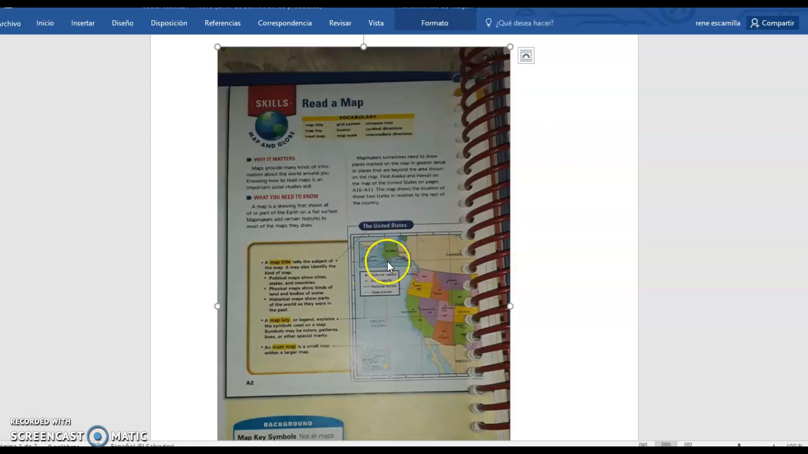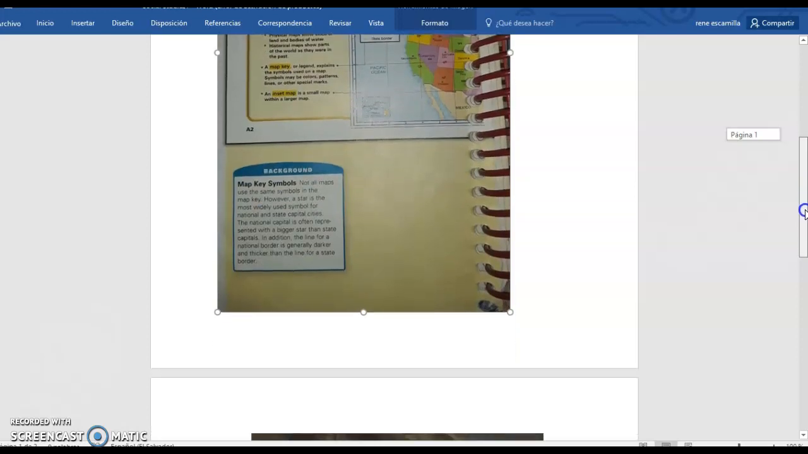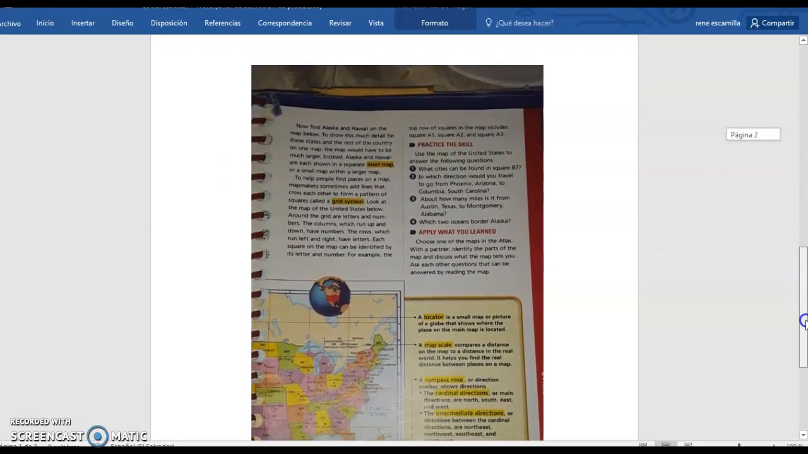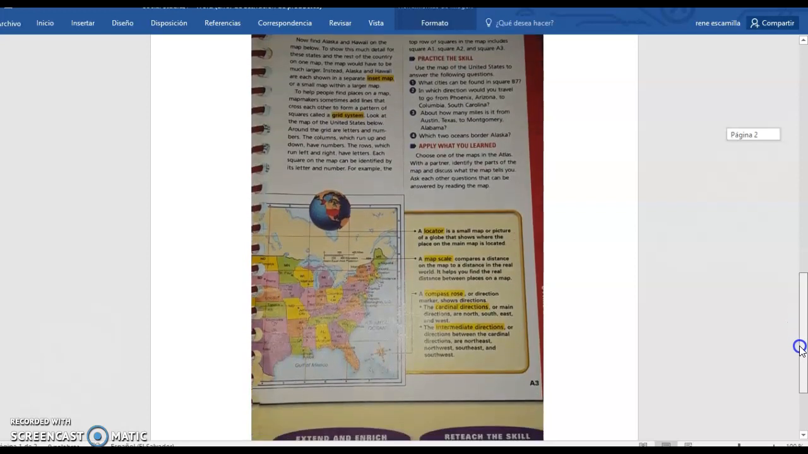So first of all, I explained to the class the points that you can see over here, which are map title, map key, and inset map. Those are components that help the class understand this lovely class in a better way. As you can see over here, we discuss what a locator is, a map scale, a compass rose, cardinal directions, and intermediate directions too.